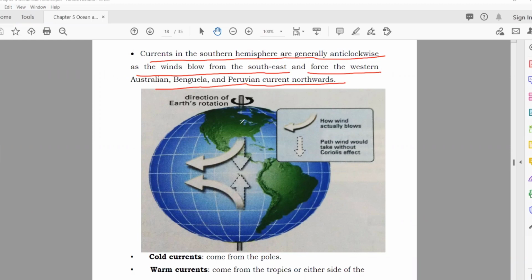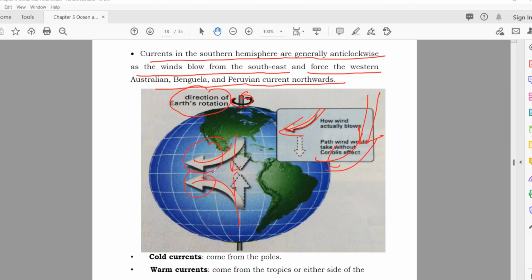When you are talking about the earth's rotation, the earth is rotating like this. You can see here the direction of earth rotation. You can see how the wind actually blows, it comes like this. It should come straight down, but due to the earth's movement, it bends like this, as you can see here. It should go straight, but it bends due to the movement.